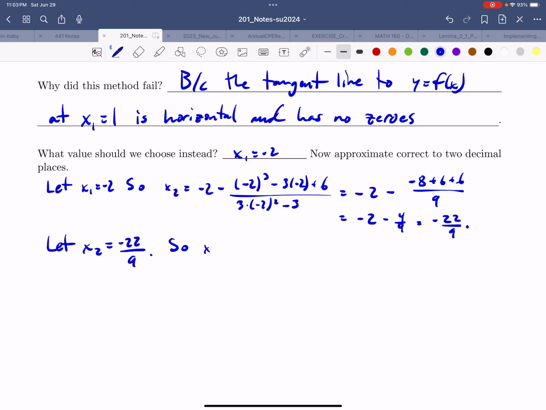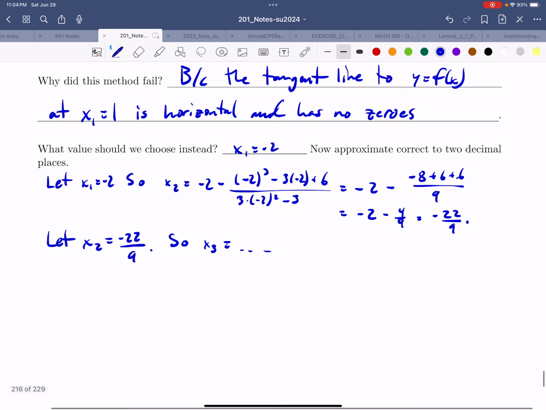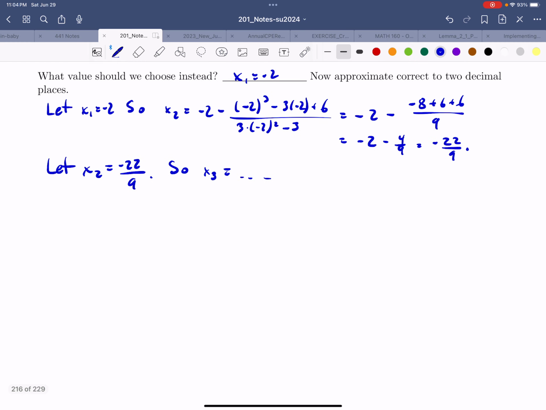So x3 equals blah, blah, blah. You can see pretty quickly that you're going to need a calculator to do this effectively, which you could say defeats the whole point, but it shows you that there is a process to approximate the zero of a function. I'll let you do this once or twice more. When your answer has the same first few decimal points, that's when you know it's a good approximation.